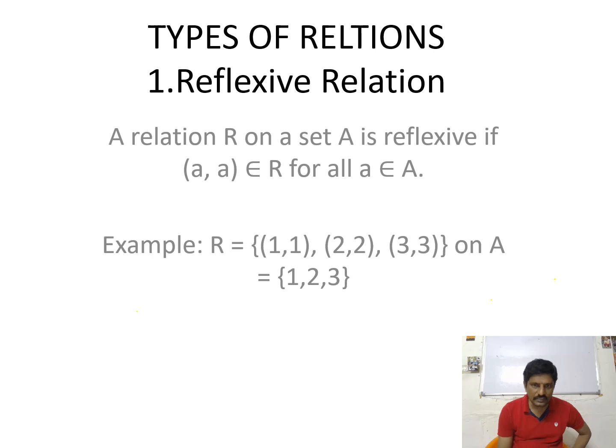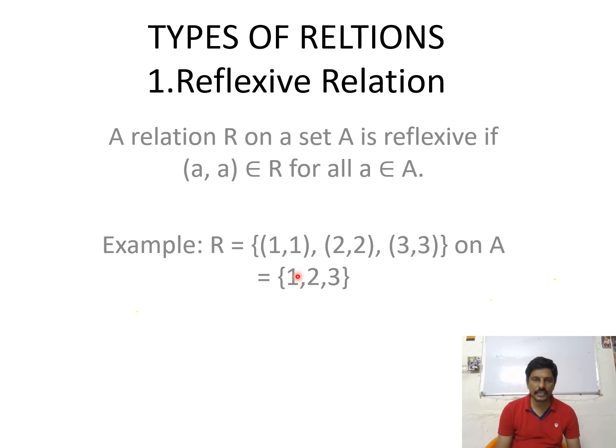A relation R on a set A is reflexive if A comma A belongs to R for all A belongs to A. That means the relation from the element to itself. So if we take the set A as 1, 2, 3, then R is equal to 1 comma 1, 2 comma 2, 3 comma 3.